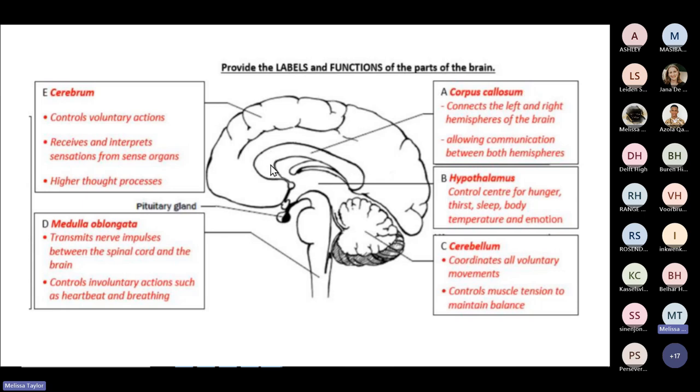And a common error is that many people describe the corpus callosum as separating the two halves of the brain, or the left and the right side of the brain, but it doesn't separate them as much as it actually connects them. So you need to say that it connects the left and the right hemispheres of the brain, and therefore it allows for communication between the two hemispheres. Remember, what we're looking at is a brain cut in half here, so we're only looking at half of the brain.